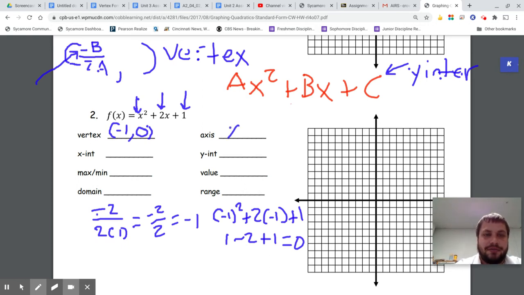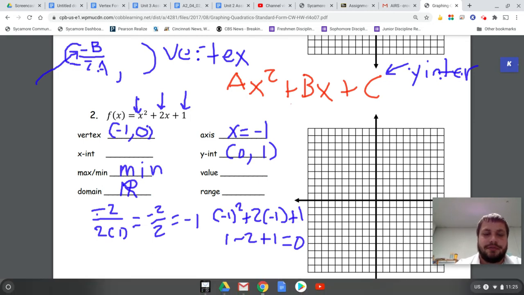Okay, let's keep going. My axis of symmetry is, of course, x equals the x value of my vertex, negative 1. I'm not really worried about x and y-intercepts right now, but the y-intercept, like I told you, is the c value. So the y-intercept is at 0 comma 1. Of course, the x value of all y-intercepts is 0. Since my leading coefficient, my a value, is positive, I know that this parabola is shaped like a U. So my vertex is a min. The domain is always all reals. And since it is shaped like a U, let's look at the calculator first before we get too much farther so we can talk about the range.